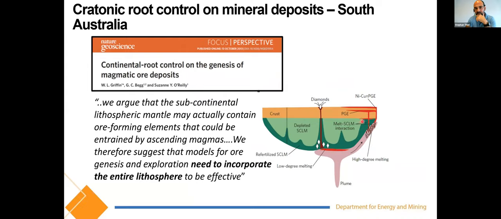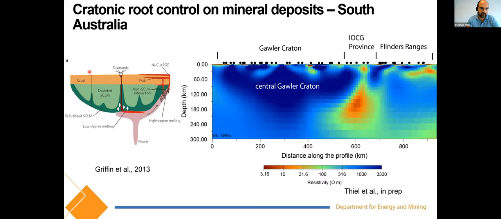It is basically the same for IOCG deposits, where you have a metasomatized or fertilized bottom of the subcontinental lithospheric mantle, and then you get another kick, like a thermodynamic trigger, that leads to partial melting, which then transports it up to the surface. So if you have this image in mind, I'm showing here the cross section, almost 1,000 kilometers long down to 300 kilometers depth.